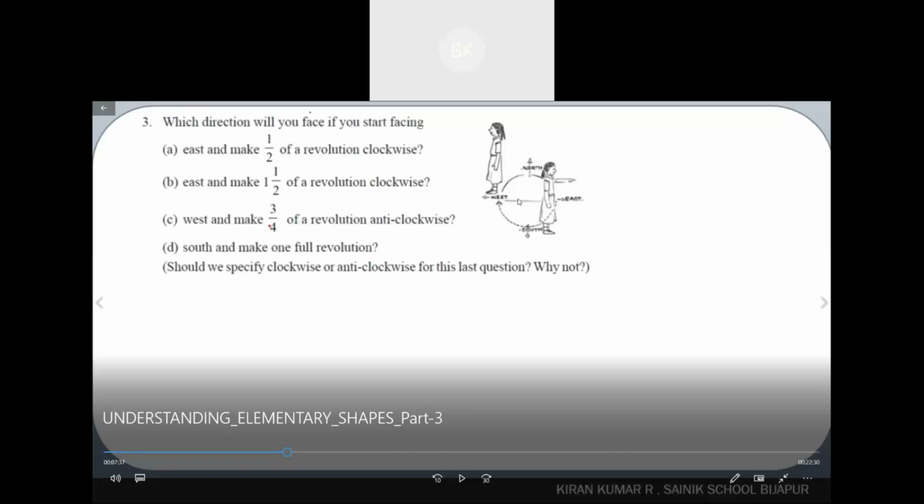Anti-clockwise means ulta, you have to go the opposite way. Okay. North. 3/4 revolution will face north. Let us quickly look at the answer.